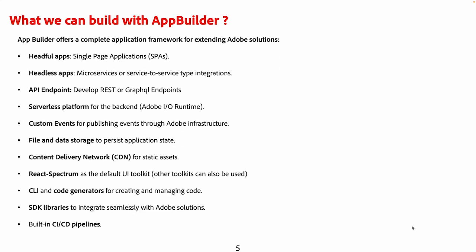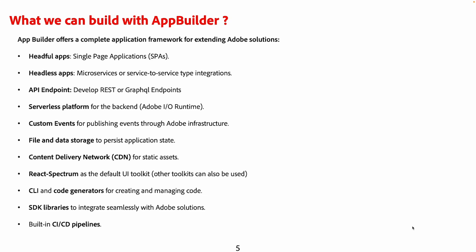Let's discuss what we can build with App Builder. App Builder offers a complete application framework for extending Adobe's solution. So we can build headless applications, single page apps, microservice components, and we can create REST API and GraphQL endpoints. App Builder does not have a transactional database, but it has a blob storage which can be utilized to store serialized and JSON data. For static contents, it has a content delivery network.